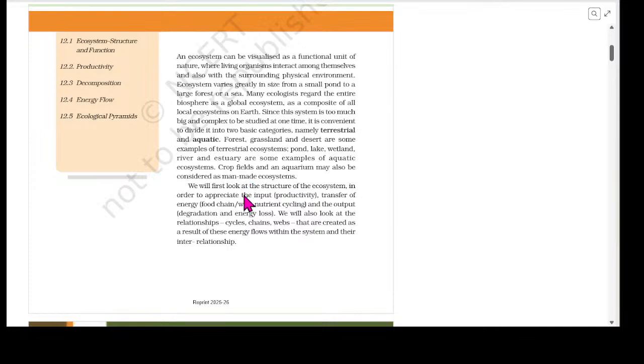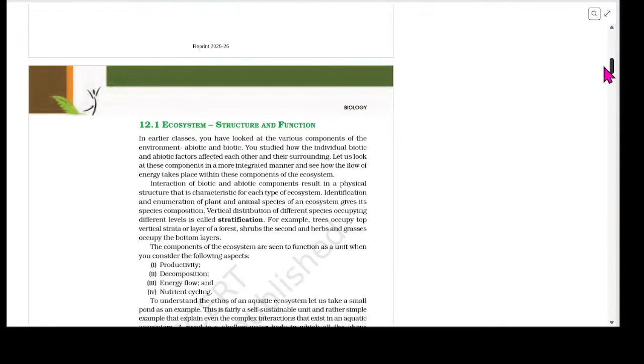We will first look at the structure of the ecosystem in order to appreciate the input, productivity, and transfer of energy in the form of food chain, food web, nutrient cycling, and the output, degradation, and energy loss. We will also look at the relationships, cycles, chains, and webs that are created as a result of these energy flows within the system and their interrelationship. So let's begin with the main part of the chapter and its component ecosystem.